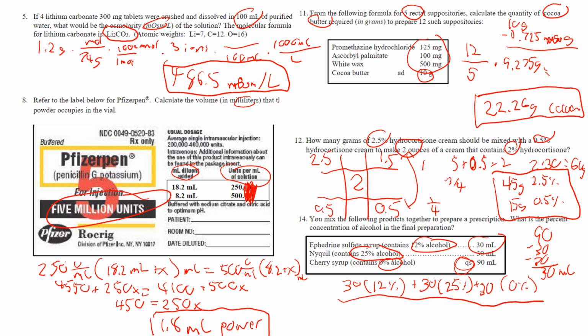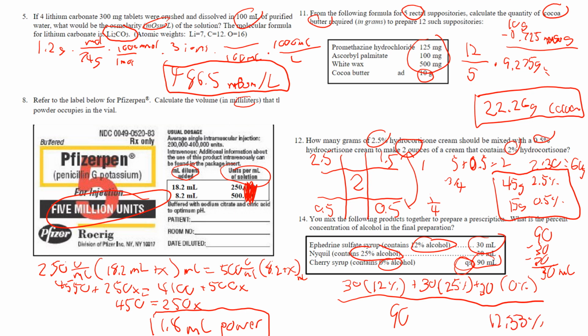And then the whole thing, instead of being 150, because that's how I did it when I did this problem wrong, it'll just be 90, because that's your QS. So all this over 90. Let me run this through my calculator really quick. 30 times 12 plus 30 times 25 divided by 90. We get a final concentration of 12.33%.